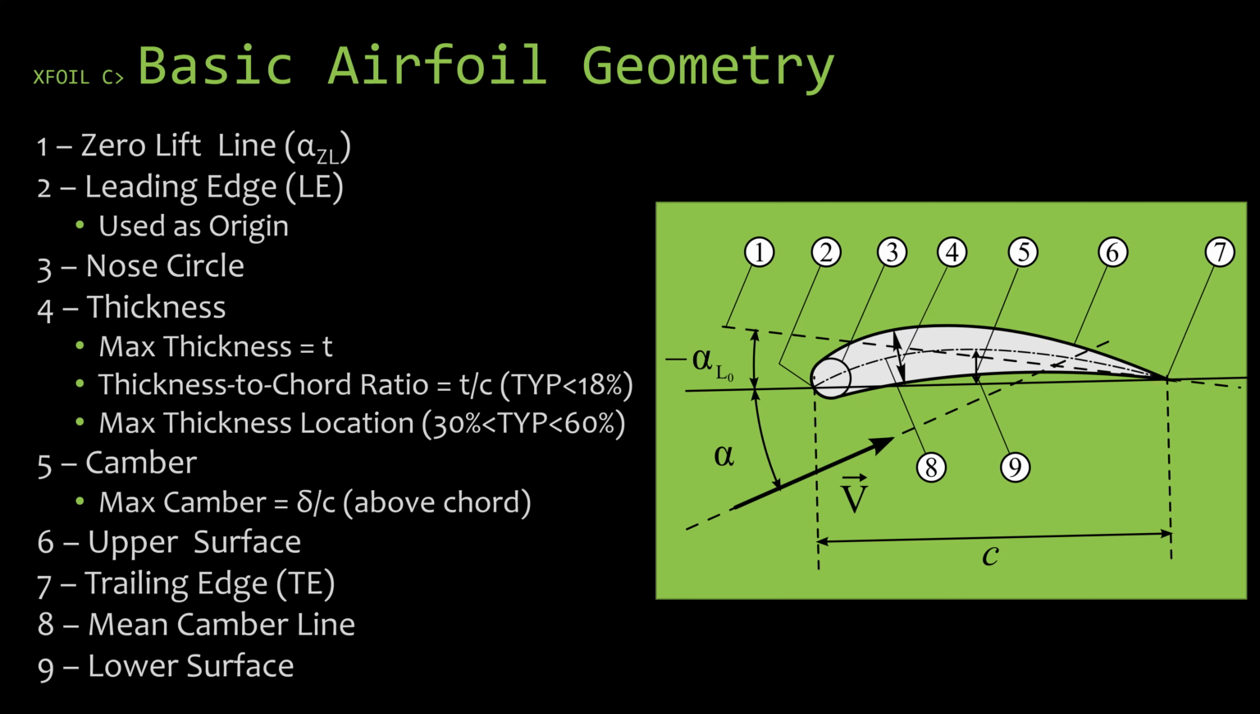Another important parameter when talking about the thickness is the maximum thickness location. And I've got some typical values of both the thickness to chord ratio and the location of the max thickness right there. Those aren't hard and fast rules, that's just kind of like typical values for you.